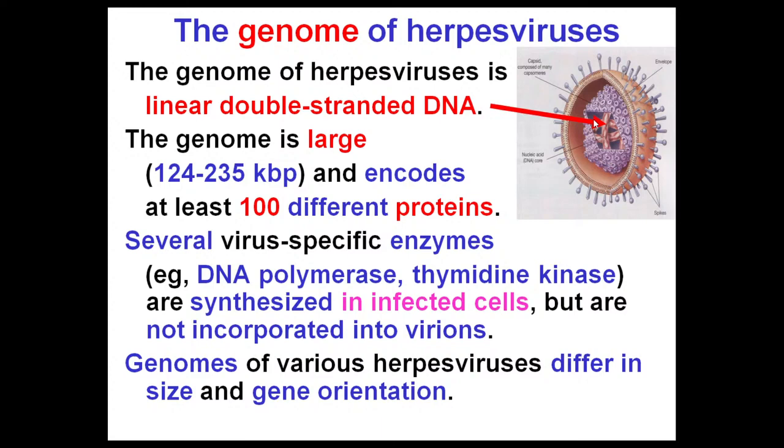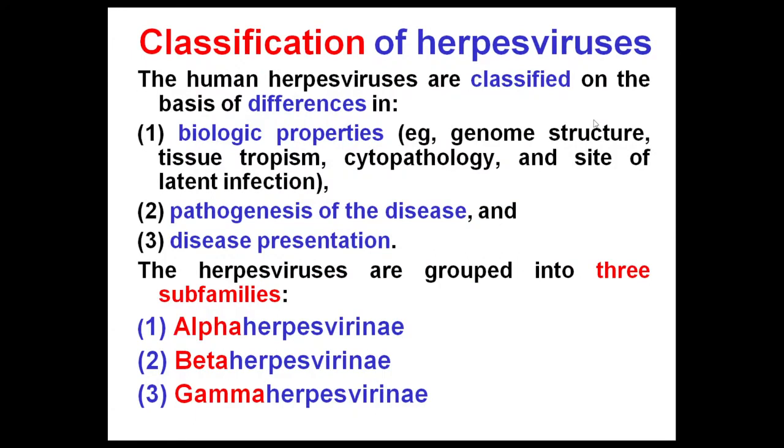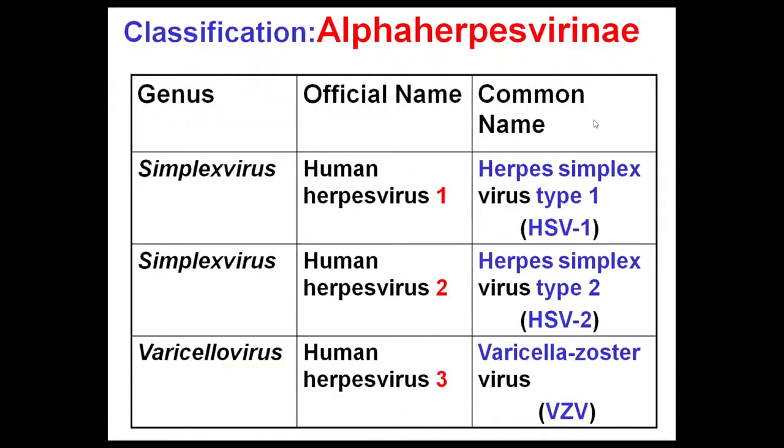So now we will discuss some general features of herpesvirus replication, because in each subfamily it may vary a little bit, so we don't pay attention to those variations. We will discuss the general scheme of viral replication. But before, how to divide this large family of herpesviruses? On the basis of the biological properties, pathogenesis of the disease, and disease presentations, these viruses can be divided into three subfamilies: alpha, beta, and gamma Herpesvirinae.